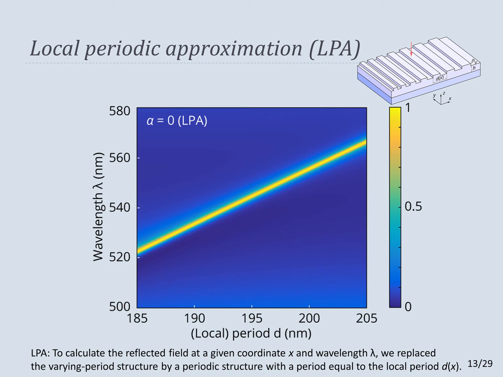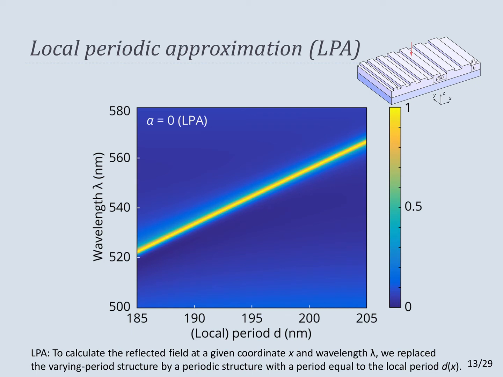This gives us the field spectrum shown on the slide. At each wavelength we see a pronounced resonance. These resonances appear at different spatial positions. This allows us to use varying period gratings as linear variable filters in spectrometers and hyperspectral optical systems. The local periodic approximation is applicable only when the period changes slowly. In what follows, we will investigate the effects occurring when the period change rate is not that small.